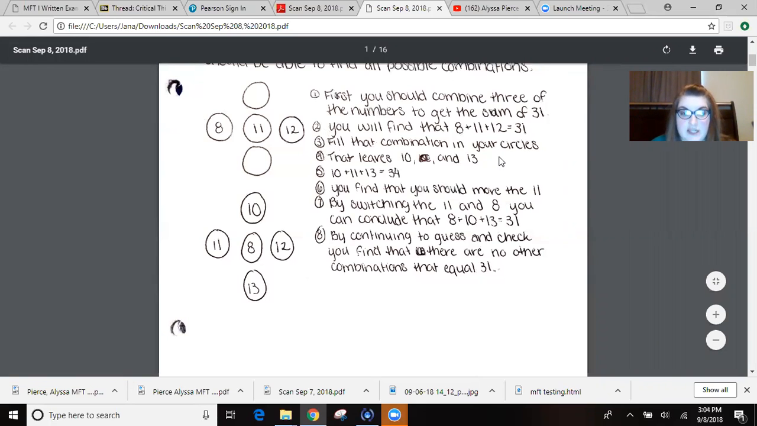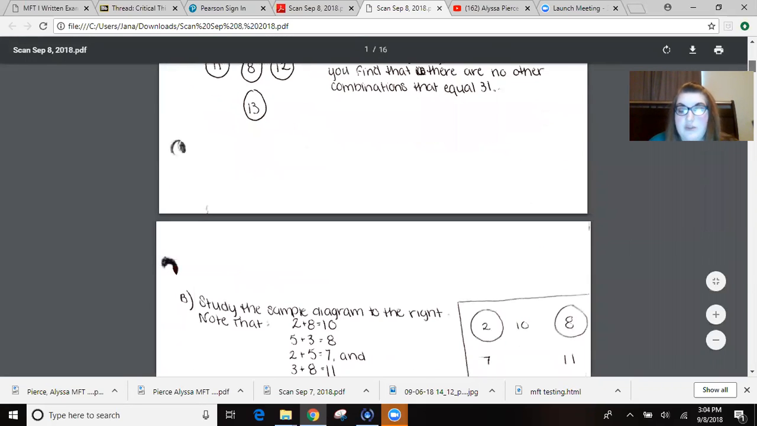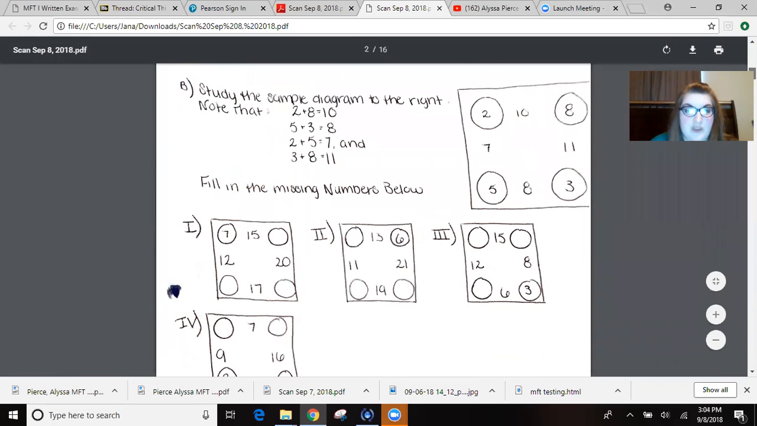That leaves 10 and 13. So I just went ahead and filled out 10 and 13. But you find that 10, 11, and 13 equal 34 and not 31. So by switching the 11 and the 8, you can find that 8 plus 10 plus 13 do indeed equal 31. By continuing with the guess and check method, you find that there are no other combinations that equal 31. So we're able to move on.